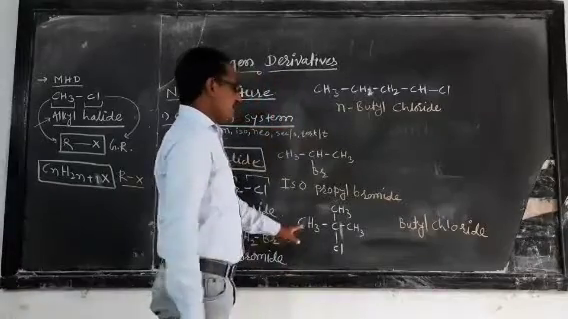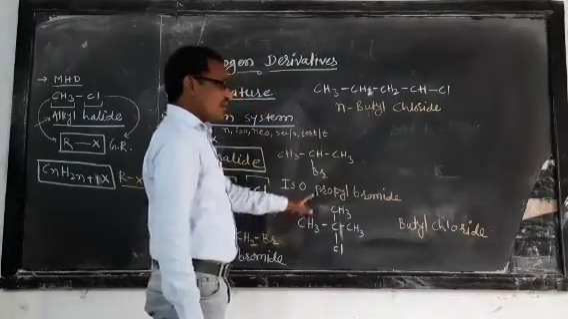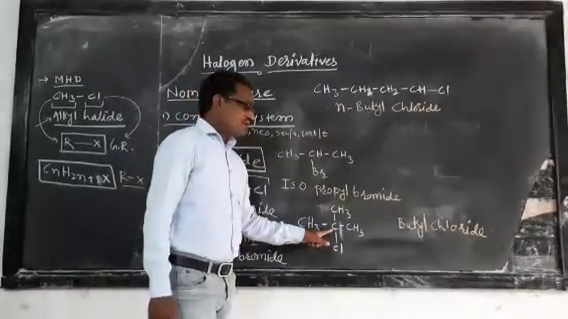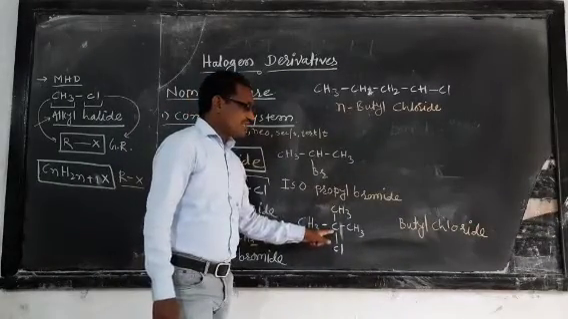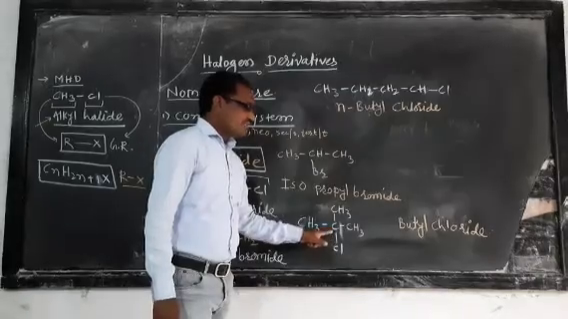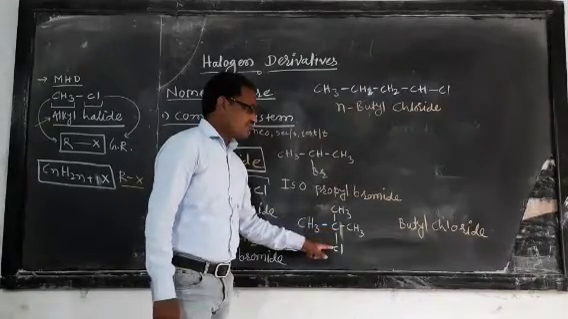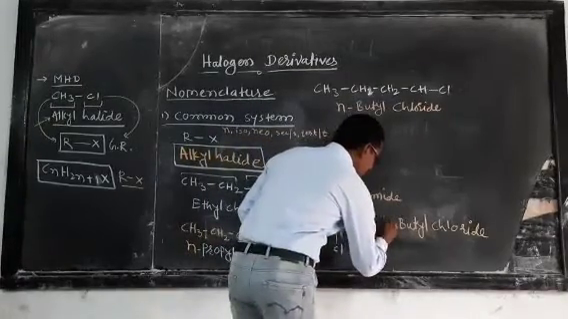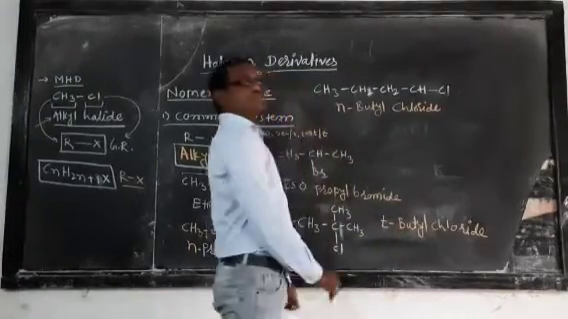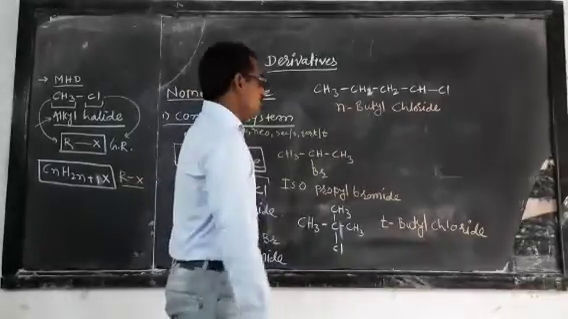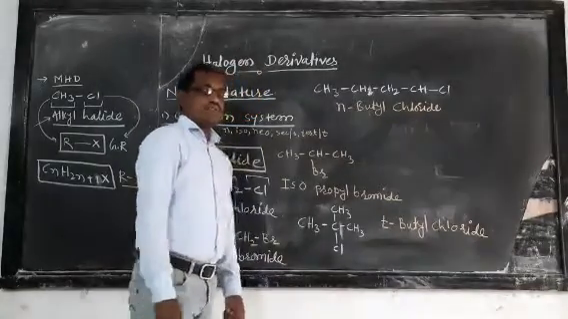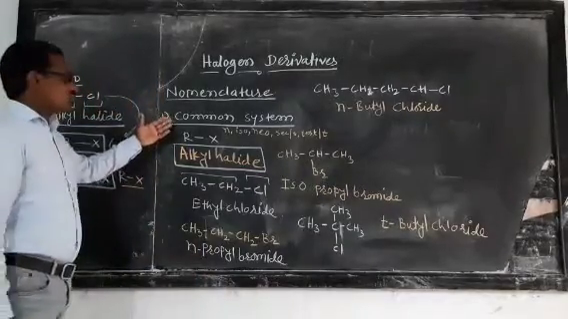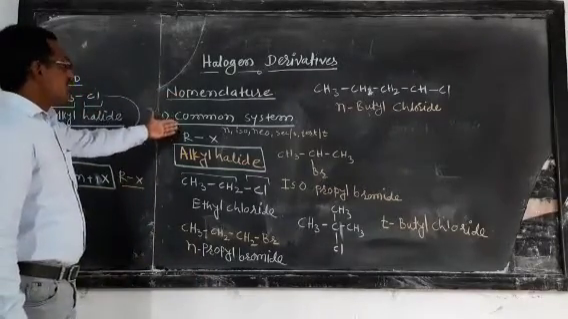And here it is branched. So what is the nature of this branched example? This carbon atom is a tertiary carbon atom and Cl is attached to the tertiary carbon atom, so it is called tertiary butyl chloride. Tertiary butyl chloride.